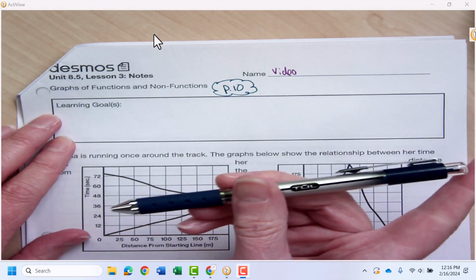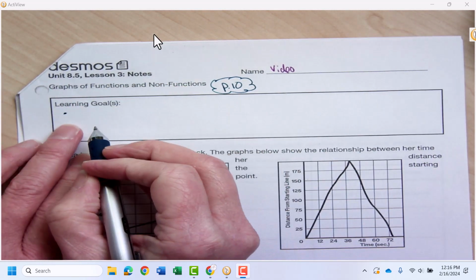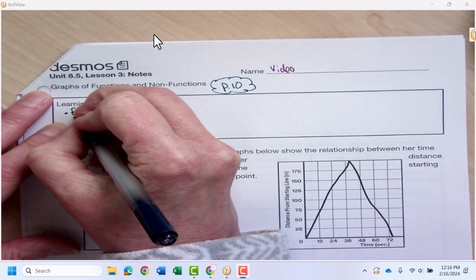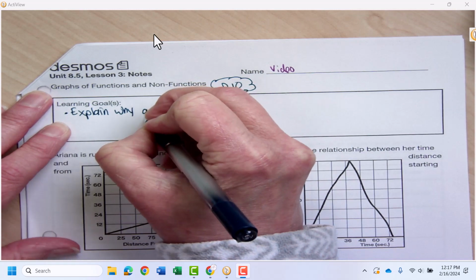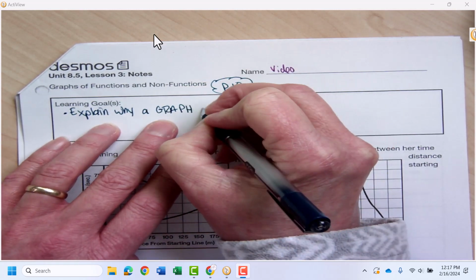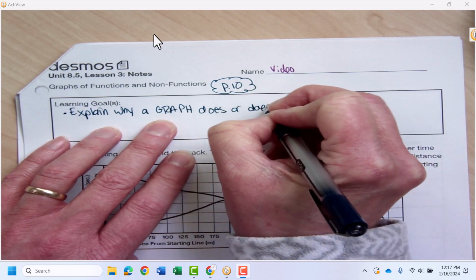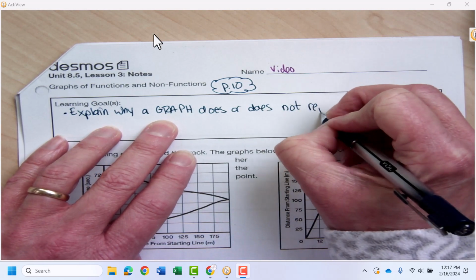So we're on page 10. Let's start with our learning goals. First of all, we want to be able to explain why a graph does or does not represent a function. We have been focused on tables, but we'll look at graphs today. I think you'll like it. Explain why a graph does or does not represent a function.